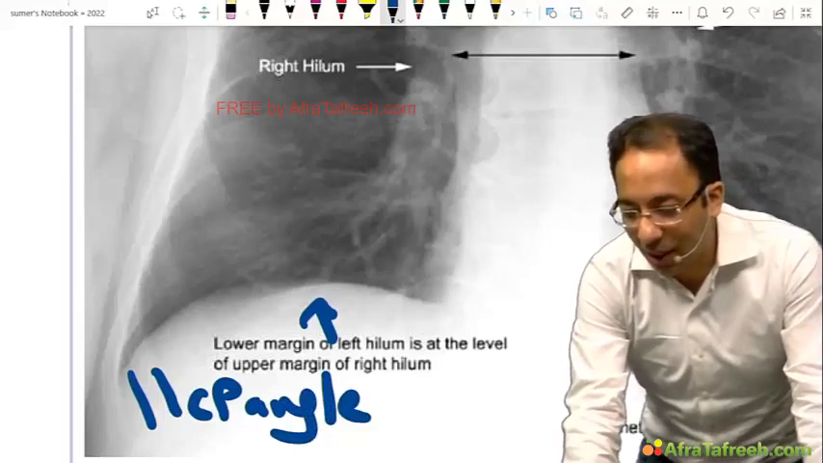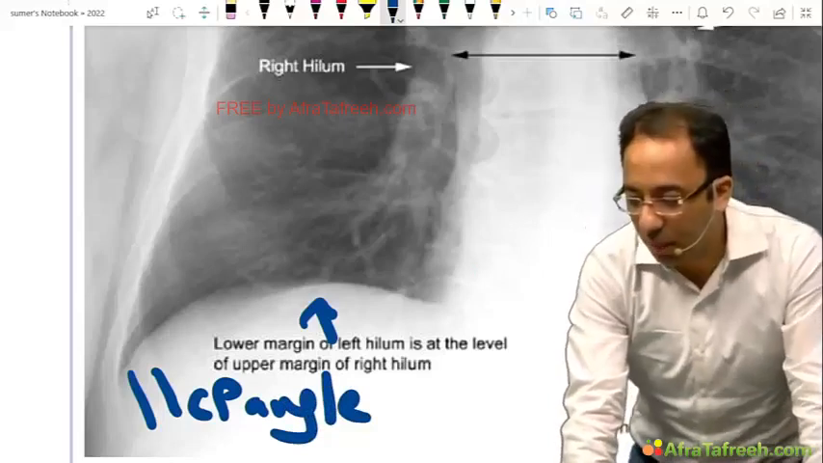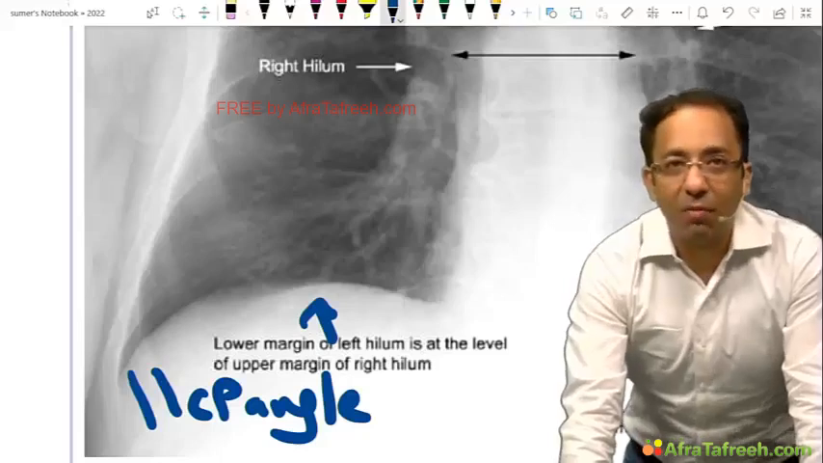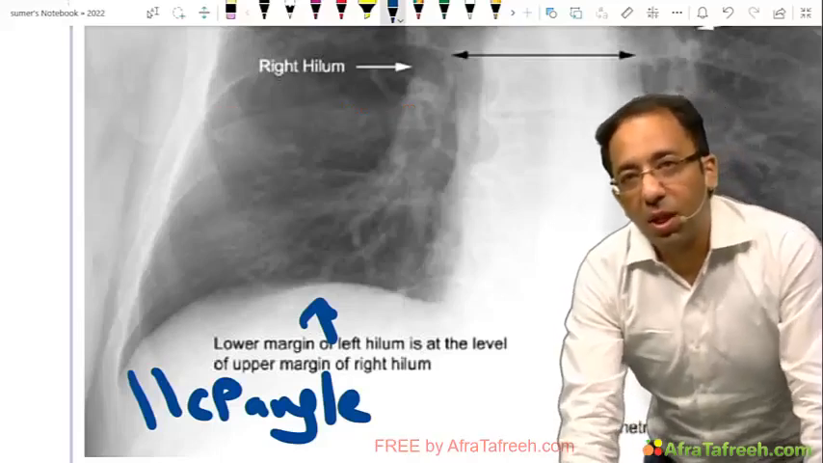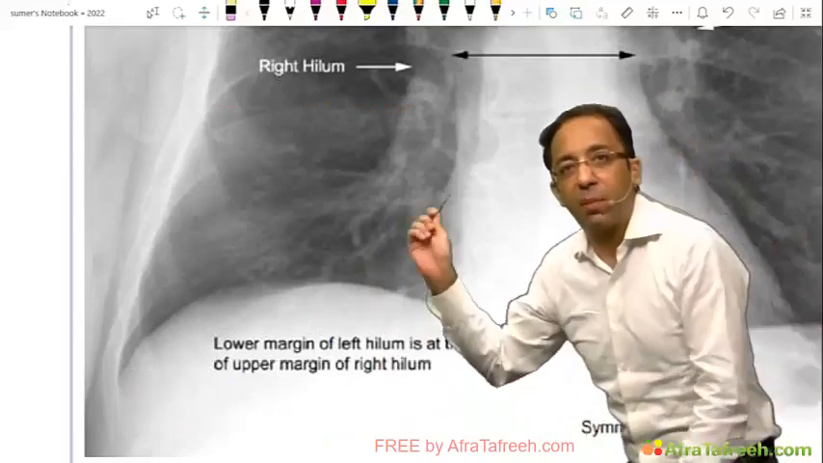costophrenic angle. And I can see all of you are rocking the show. That is why I said this is such a pleasure to teach batch. I have seen many batches, so many years, and I have never seen students who are as intelligent as you are. Now tell me, please tell me.